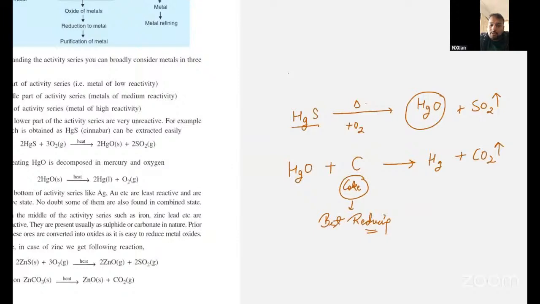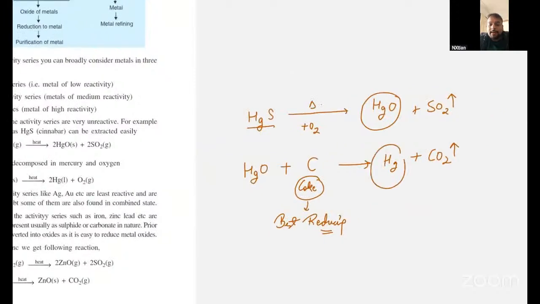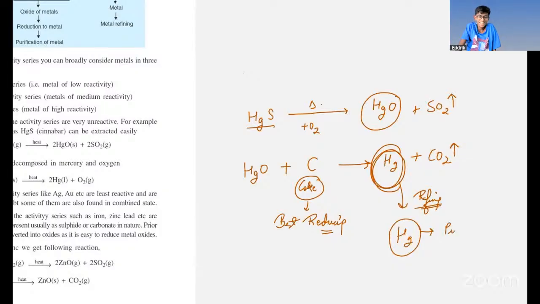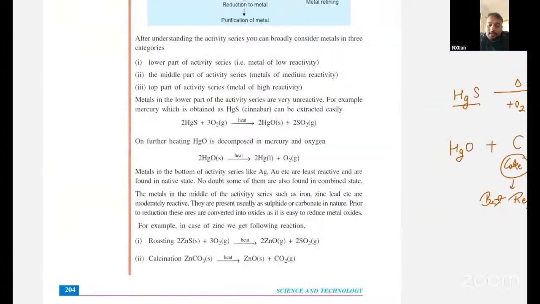This is how we got it. Now this is still not the pure metal. For that we have to do refining, to get the pure mercury. The refining part we will learn in the coming part. Did you understand, guys? Yes, sir. Read it now.